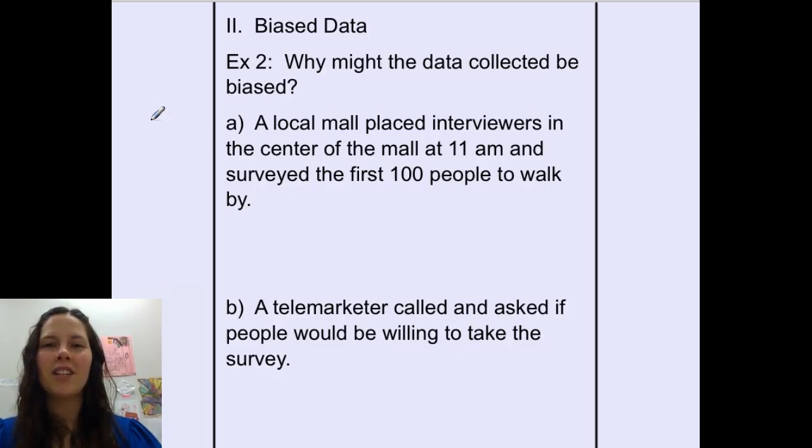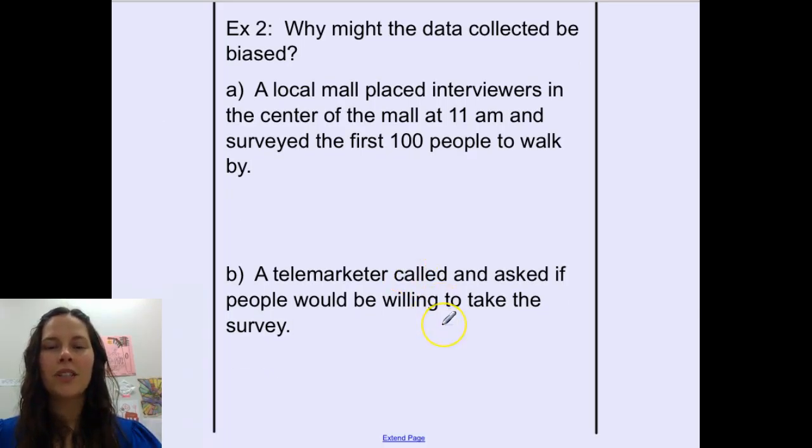A lot of surveys that are conducted end up being biased, which means that not everybody in the group had an equal chance of being chosen, or they used a survey method that set them up to have biased results. We're going to take a look at a couple of examples and talk about why these results might be biased instead of being a random sample.